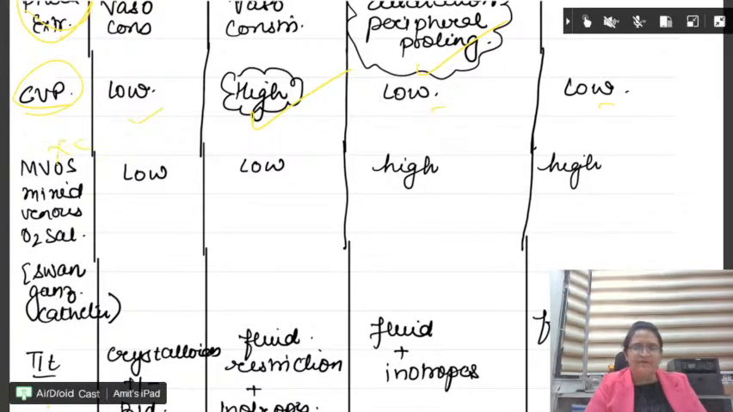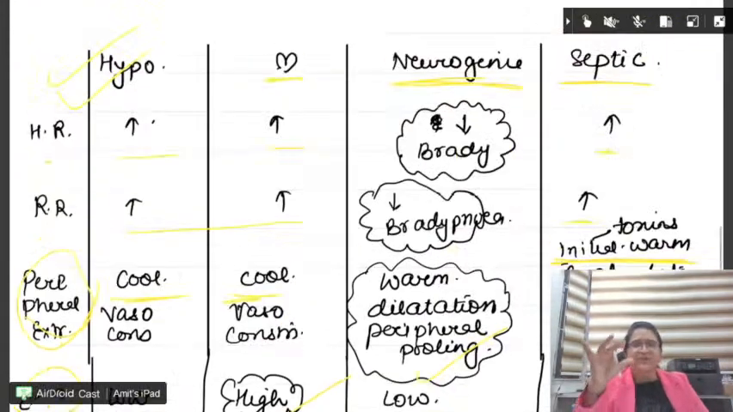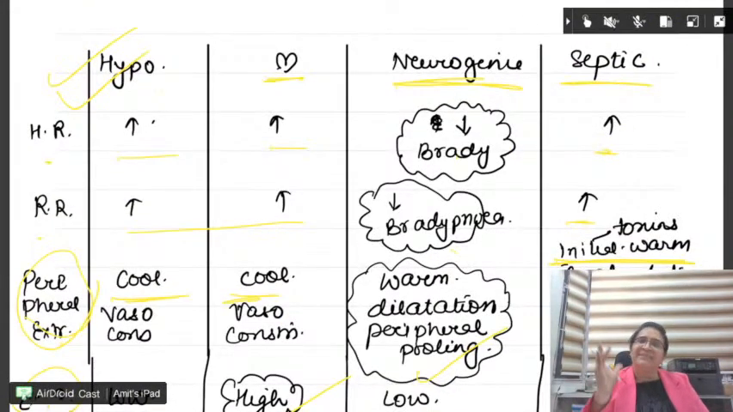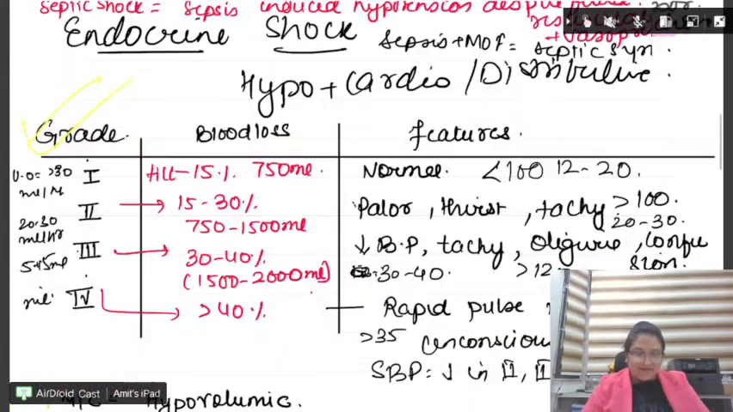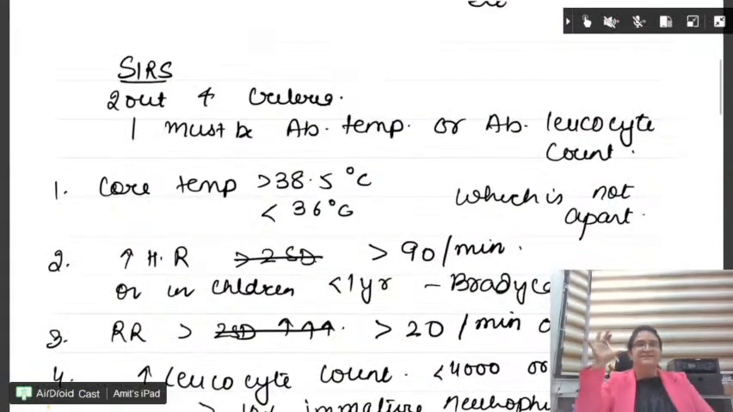No need to go into details of this. I don't think such a difficult question will come. But what questions will come? Bradycardia, bradypnea, warm, cool, toxins, septic shock. So this magic chart has to be on your tips. Second magic chart. Okay. Third one is your SIRS.